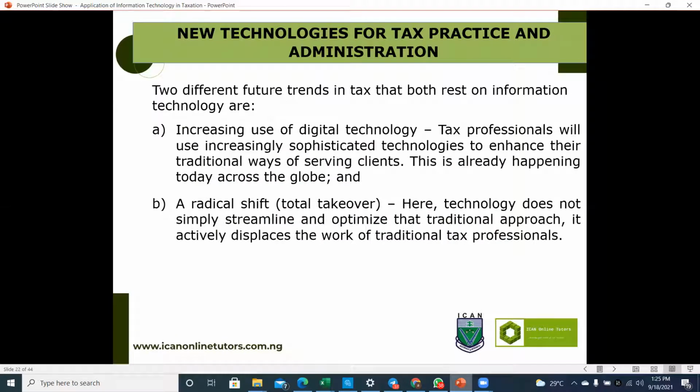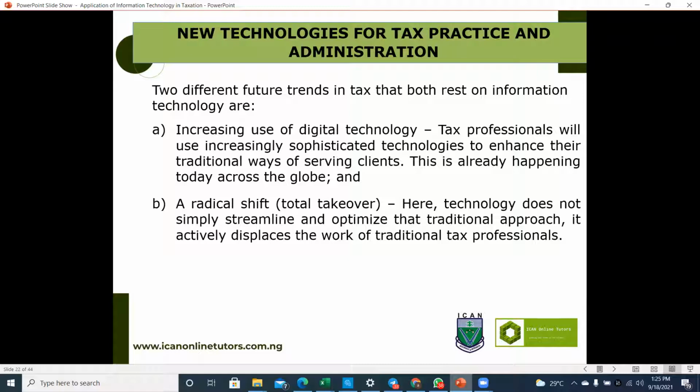Now, I said there are two future trends in tax, and these two rest on information technology. One is the increasing use of digital technology, and two, a radical shift, total takeover. There is no doubt that information technology recently is disrupting a lot of business activities. So failure to adopt this information technology at the early stage may force you out of business, may push you out of business.